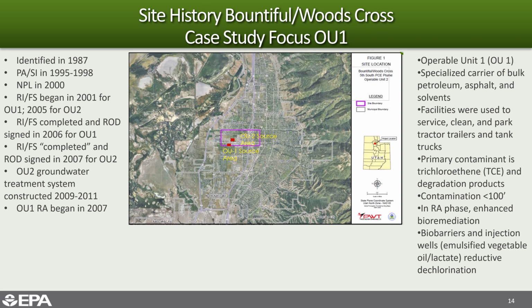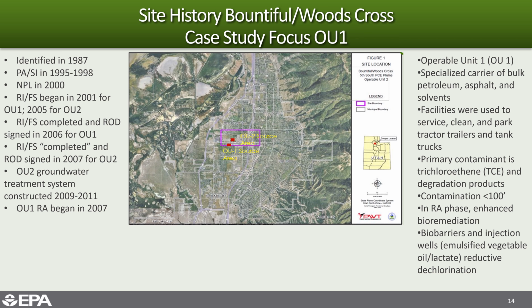So a quick history on the Bountiful Woods Cross site. It's located in the great state of Utah, just north of Salt Lake. So here we have the northern sections of Salt Lake City and the town of Bountiful, Utah, and our site located here in the center of the valley with the purple mark around it. You have mountains just to the east, and then extending to the west out in this direction, the Great Salt Lake.